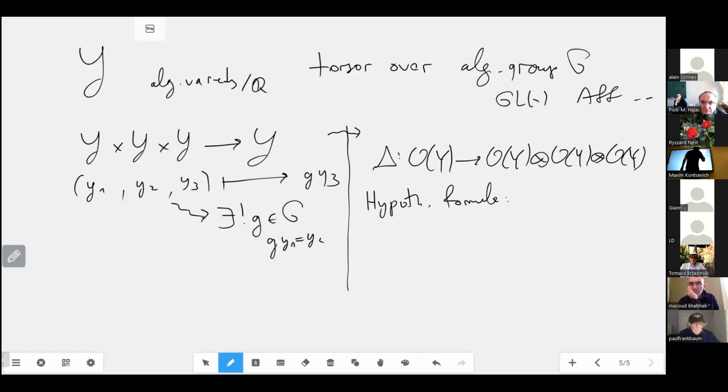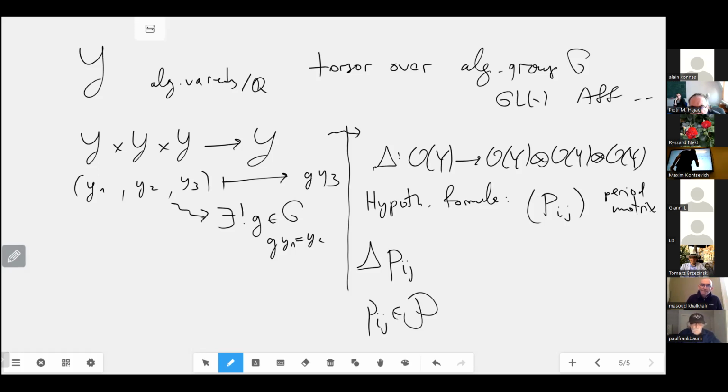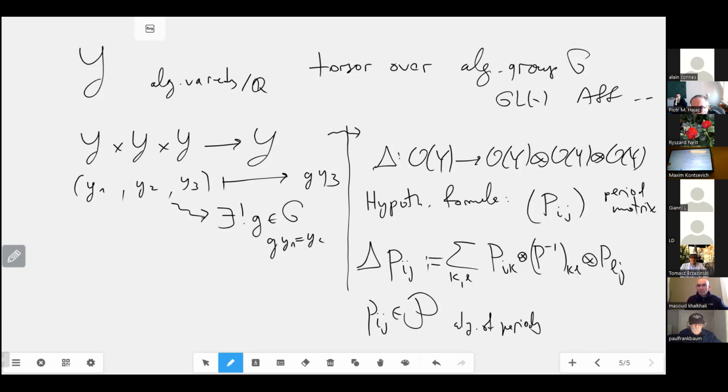Suppose we have some period matrix. We choose some basis of homology and some basis of cohomology. Then the formula is the following. What will be the triple coproduct of some matrix element P_ij, which is an element of this big algebra of periods? The formula is: sum over K, L of P_iK, then you multiply by the inverse of the period matrix, P^{-1}_KL, and then P_Lj. And the inverse of the period matrix again has coefficients in the algebra of periods, because the determinant is 2 pi i and we inverted 2 pi i. So that's the formula.